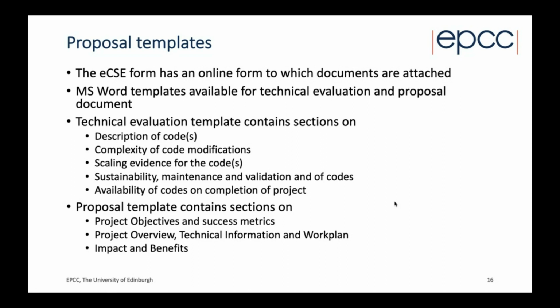The technical evaluation contains sections to describe the code and the complexity of your code modifications. You don't describe your full project here, but you describe how pervasive the changes you'll make to the code are. You need to give some scaling evidence, talk about the sustainability, maintenance and validation of codes, and talk about the availability of codes on completion of the project. It's all described within that document itself as to what you need in those various sections.